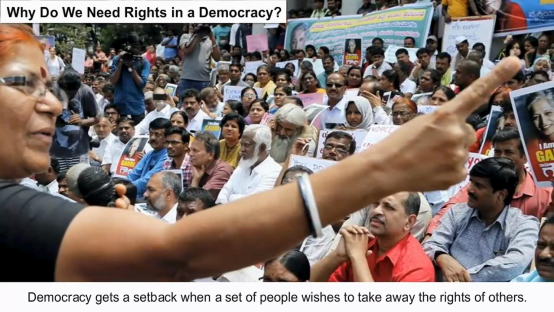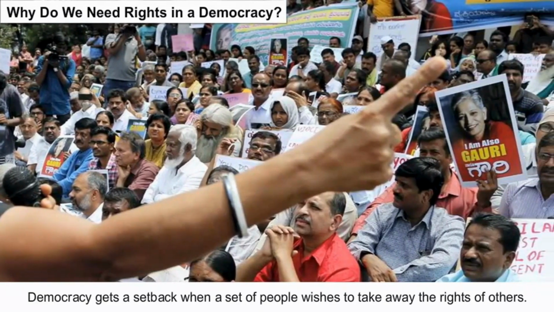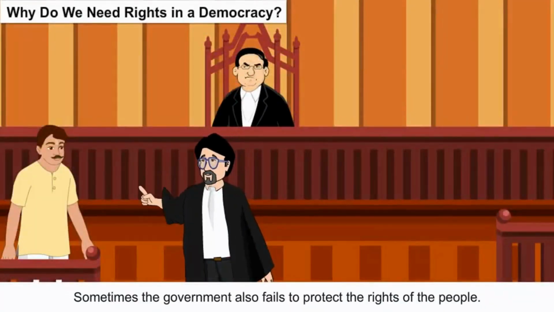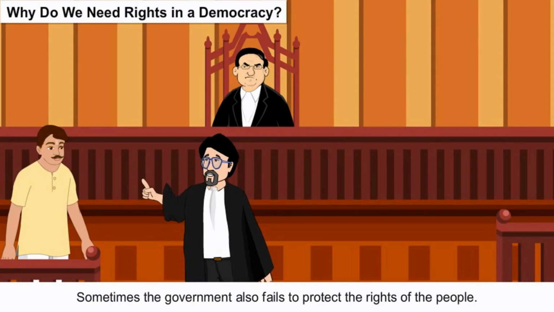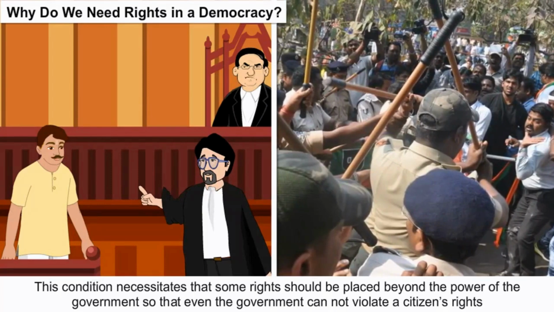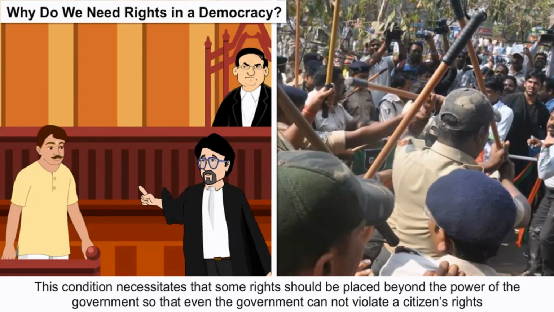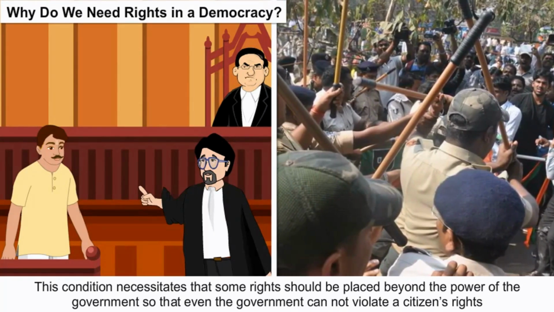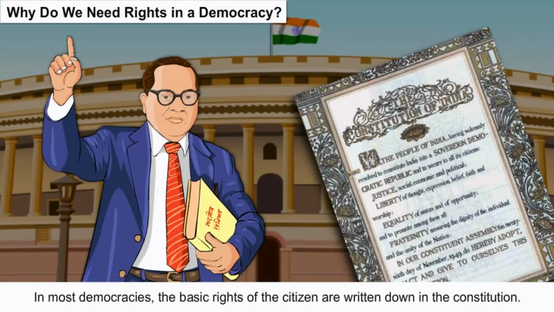Democracy gets a setback when a set of people wishes to take away the rights of others. Sometimes the government also fails to protect the rights of the people. This condition necessitates that some rights should be placed beyond the power of the government so that even the government cannot violate a citizen's rights. In most democracies, the basic rights of the citizen are written down in the Constitution.